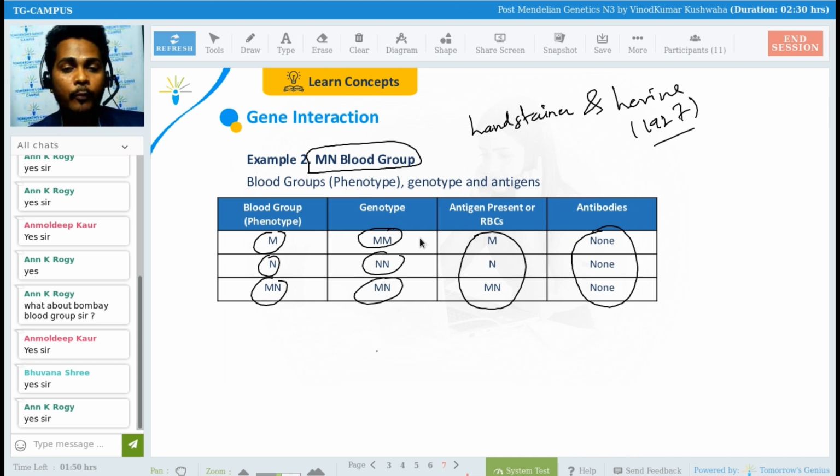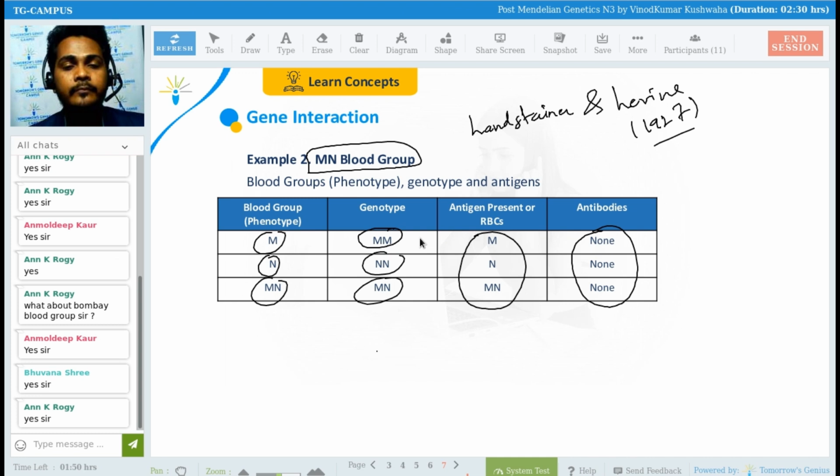Okay, this is another blood group. Why is it here to understand? Because it is also a type of codominance, because M and N are both separately expressed, and that's why these two genes are codominant, and that's why we are studying it under codominance conditions.